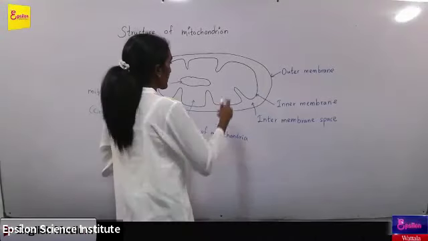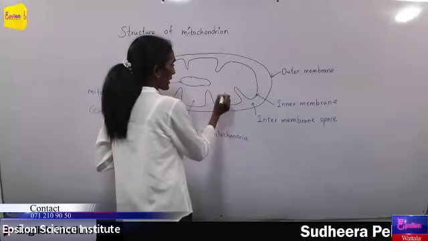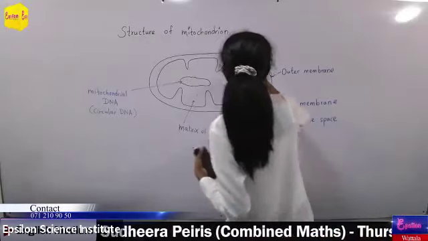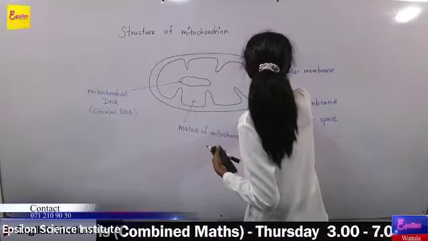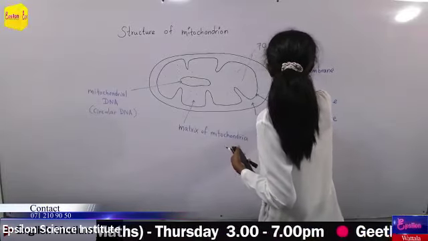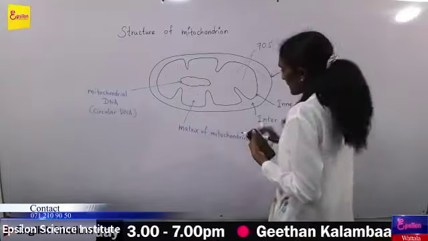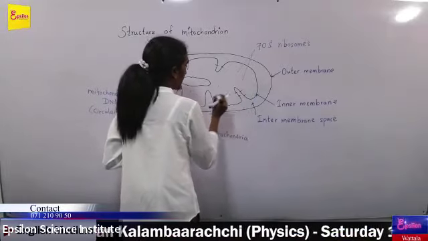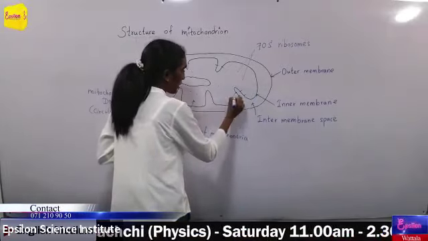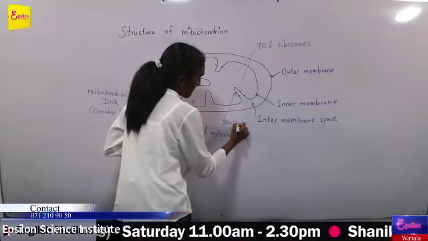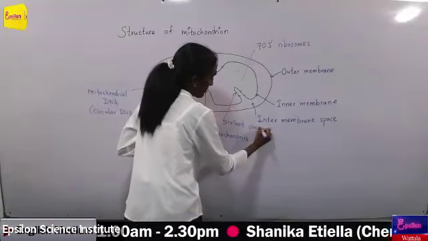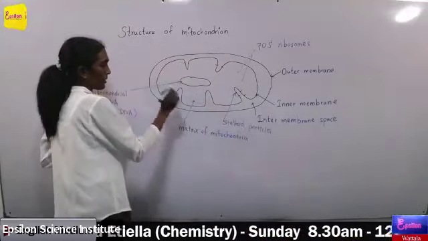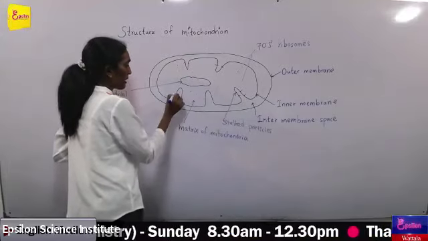Inside that, there are ribosomes. Which ribosomes are here? 70S small ribosomes are there. Sometimes there are some particles attached to these areas. These are called stalk particles. Correct? Stalk particles are there. And these infoldings here, we call them cristae.